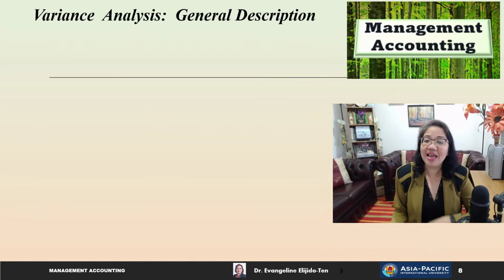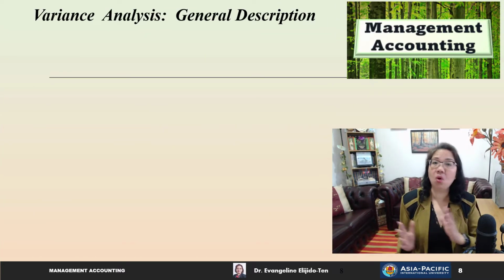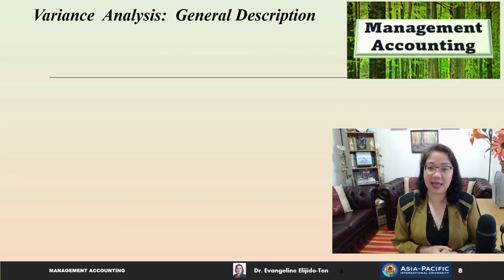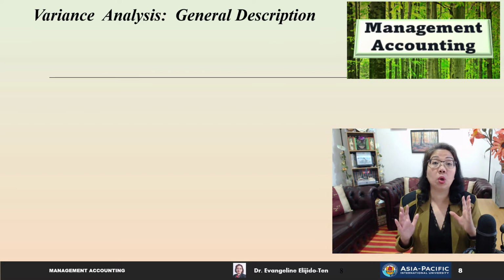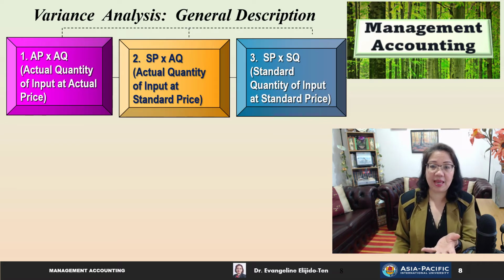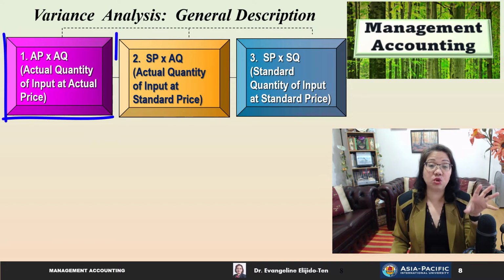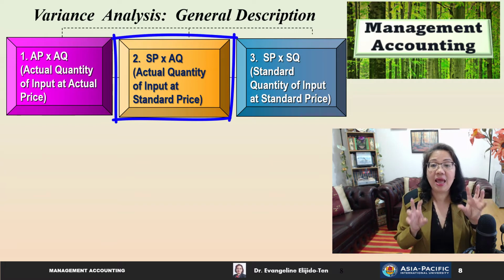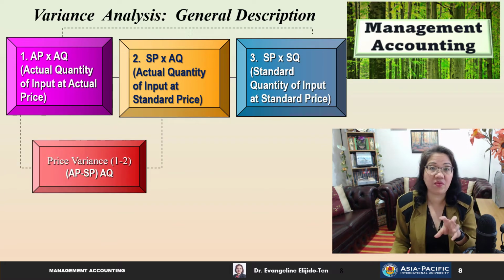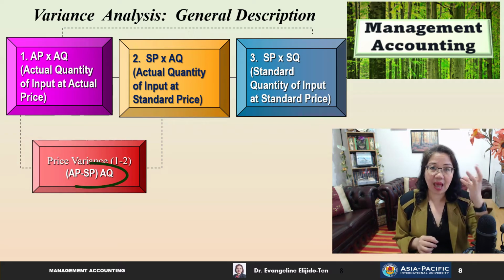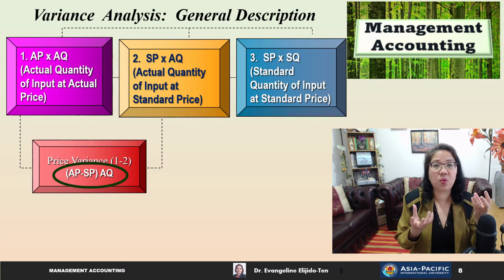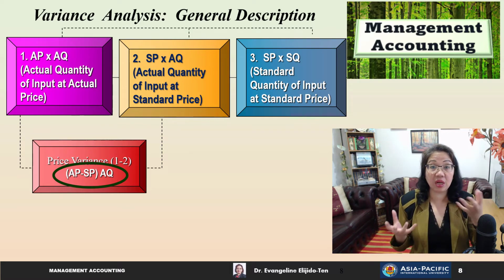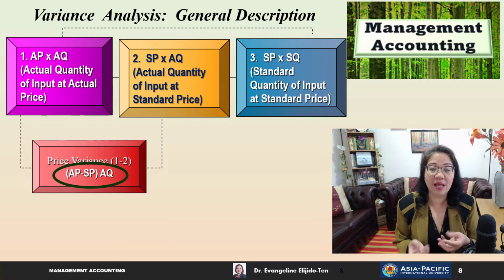significant. Now let us have a look at the overall general description of variance analysis. In a columnar or tabular format, you will see something like this. You will compare the actual price at actual quantity with the standard price at actual quantity, and you will get the price variance. So when you compare the actual price and the standard price at actual quantity, you're deriving the formula here for the price variance. That means actual price minus standard price times the actual quantity equals your price variance.